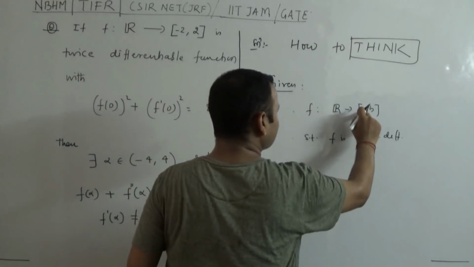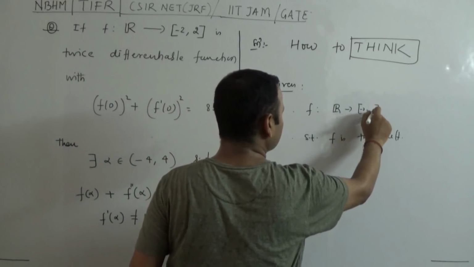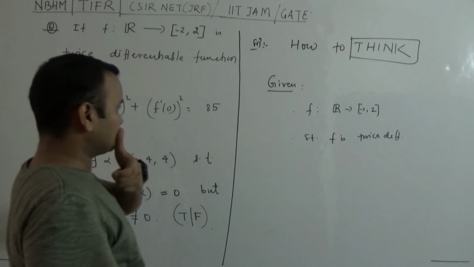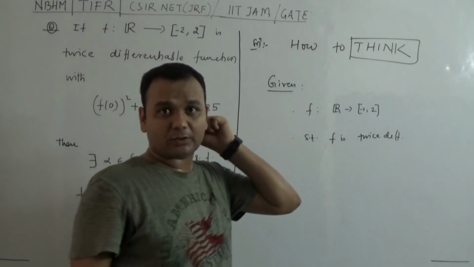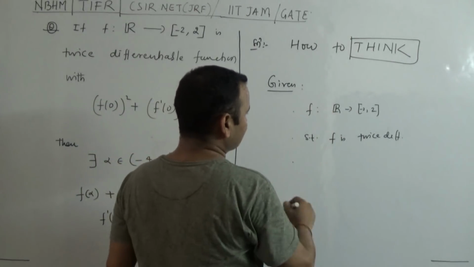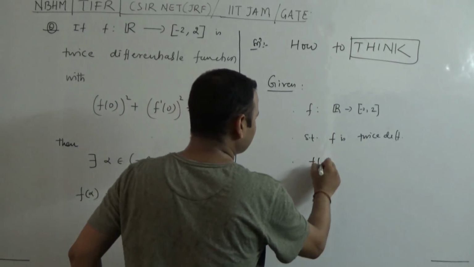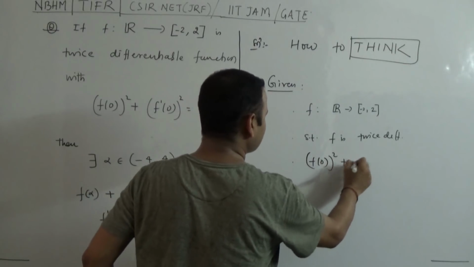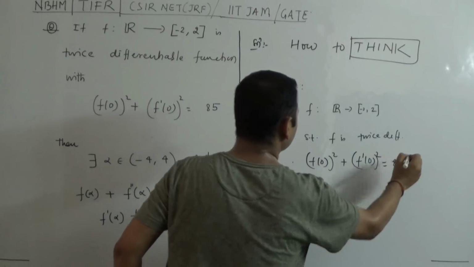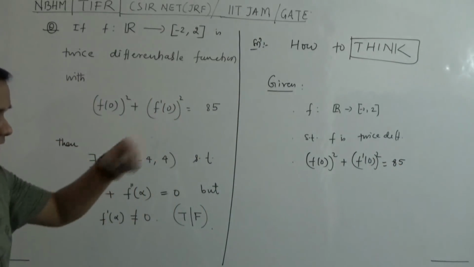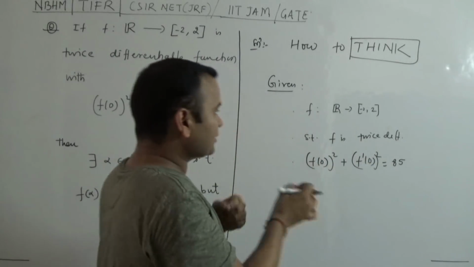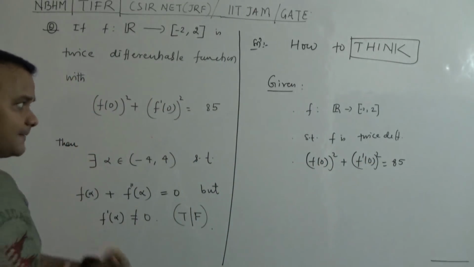So here AB is nothing but your minus 2 से 2. So there is a function from R, say minus 2 to 2, such that f is twice differentiable, and that f(0), the value of f at 0, and the derivative at 0 का square is nothing but 85. So these three facts they have given. Function is twice differentiable, and the value at 0 with its derivative is this.